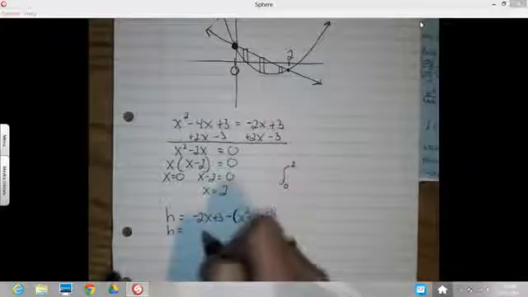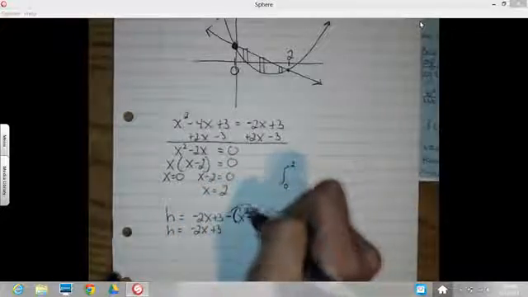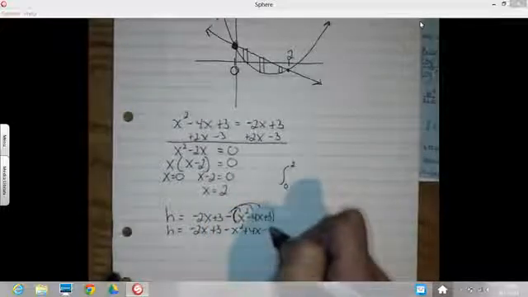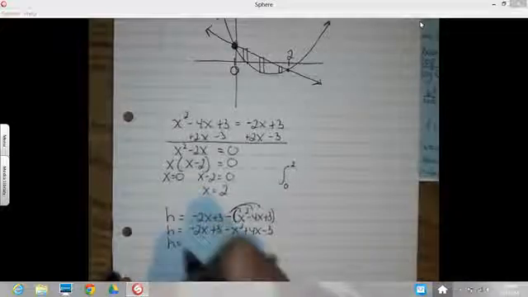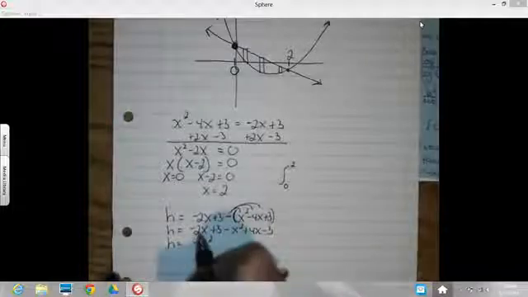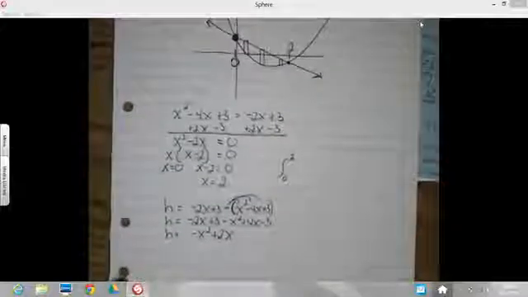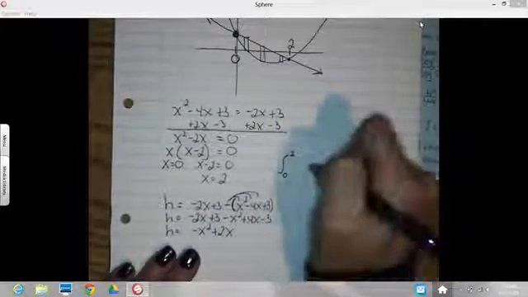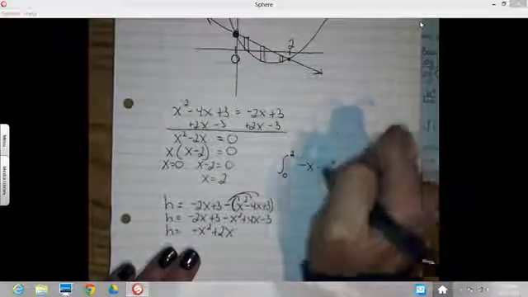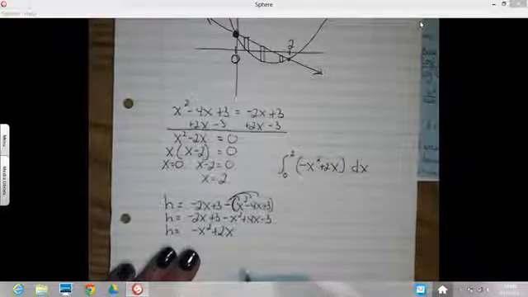So I'll have negative 2x plus 3, distributing a negative, negative x squared plus 4x minus 3, combining like terms, bringing the negative x squared to the front. I'll have a plus 2x when I combine there, and the 3's cancel out. So yeah, I would do the height off to the side, just keeps it a little bit cleaner. So negative x squared plus 2x, all times dx. So there's my height times my width. And now we just do the antiderivative, do the integral.